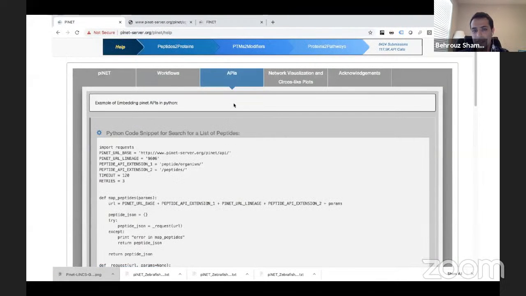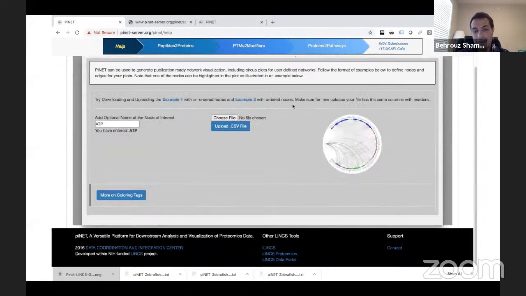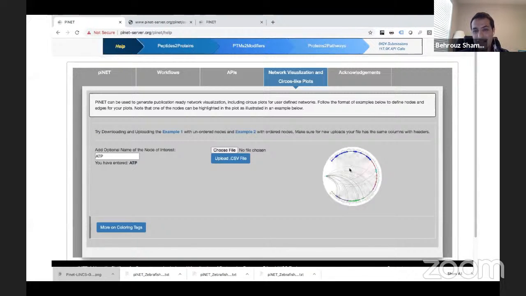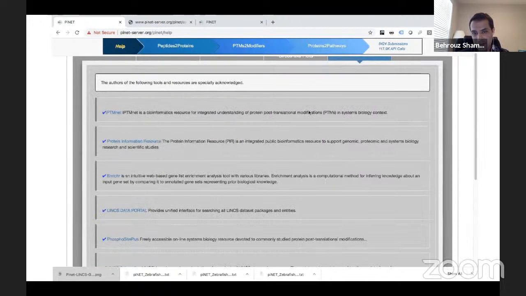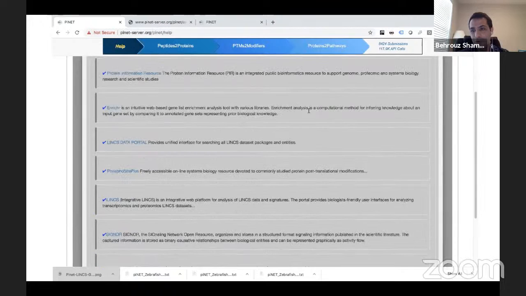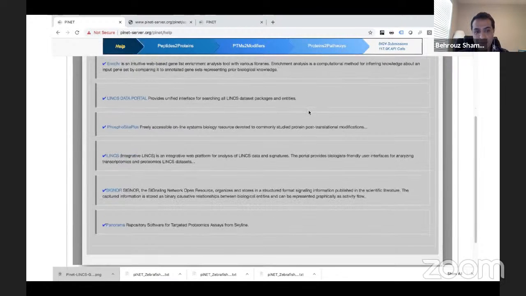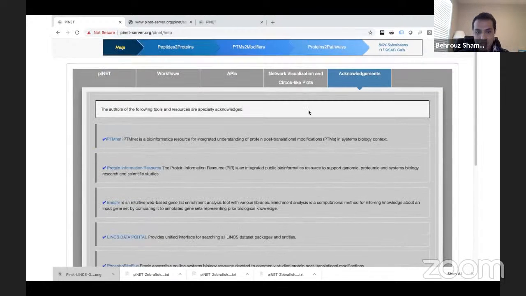It can be used via API. We can generate the same graphs with user input CSV files, and acknowledgements about all of the tools and resources that have been embedded in PINET.